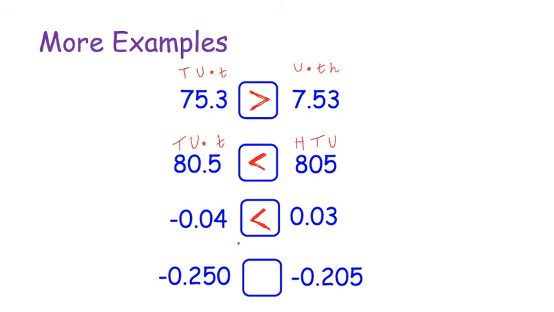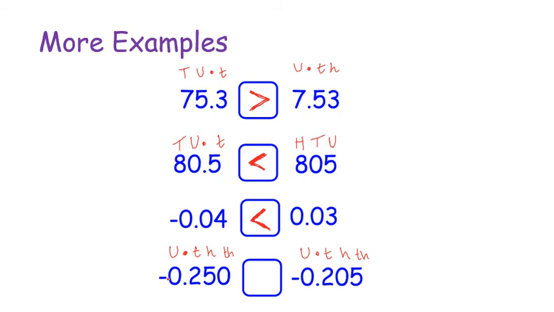Just take your time. For the next one, we have negative 0.250 and negative 0.205. So they're both negative numbers and they look quite similar. So let's just double check. We have 0 in the units column here. We have 2 in the tenths, 5 in the hundredths, and 0 in the thousandths. And then same over here. We have our tenths, hundredths, and thousandths here.